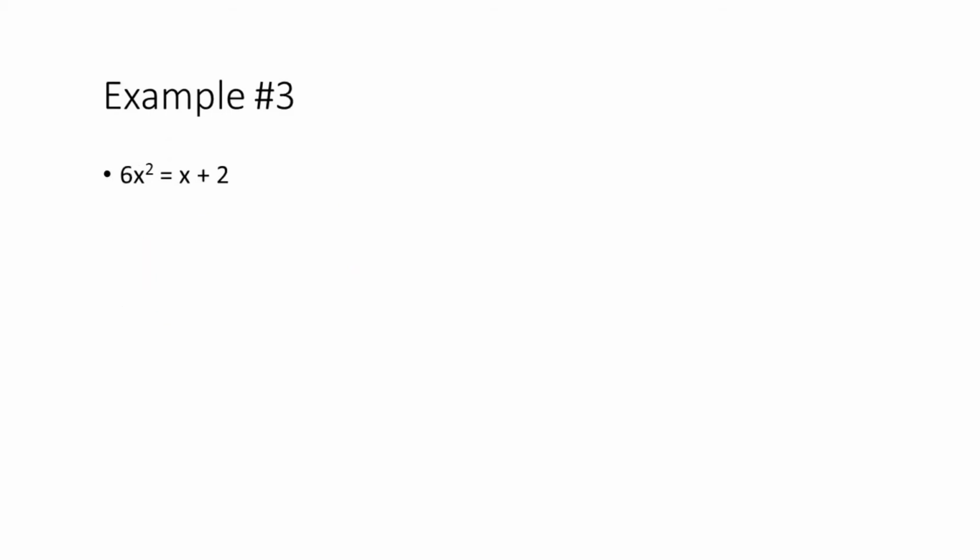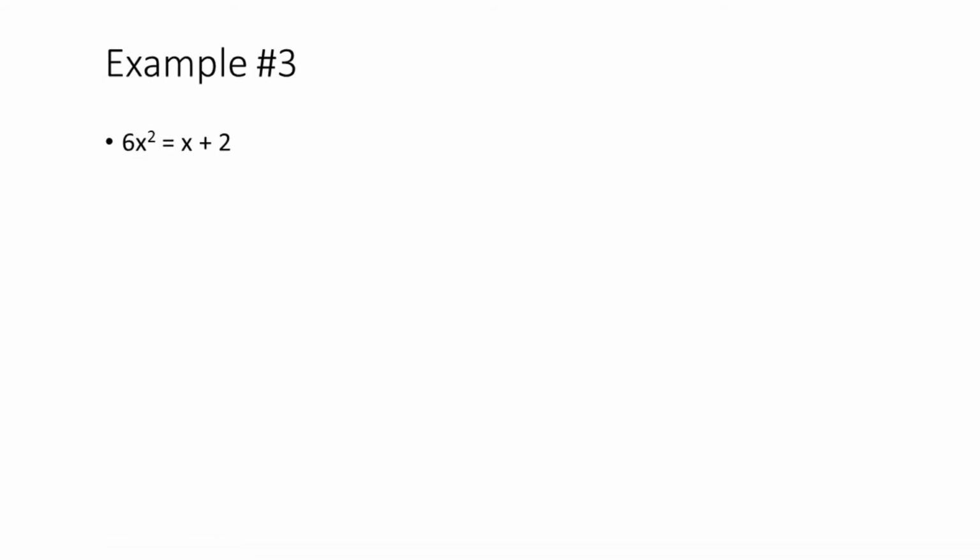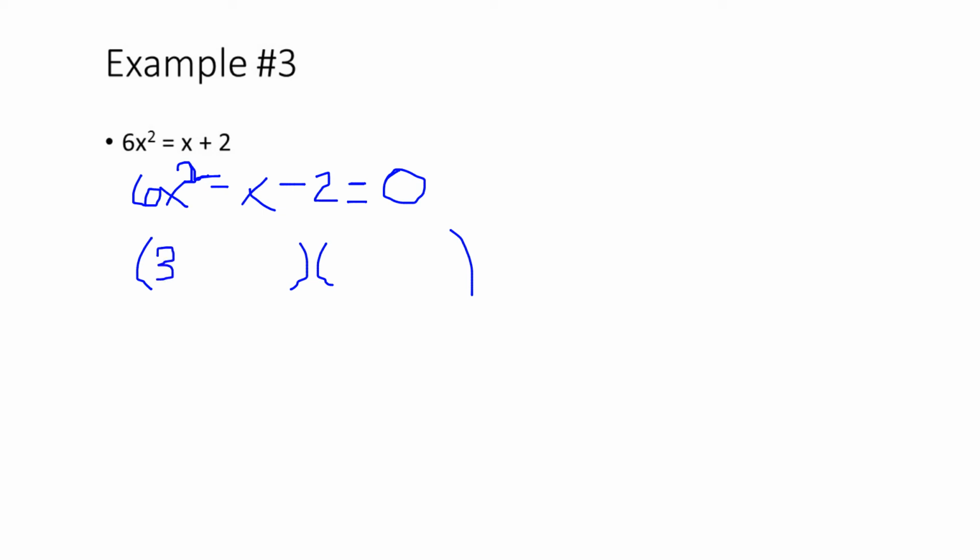And then our final example here, again, this one is not set equal to 0 either. So I'm going to subtract x and subtract 2 from both sides, and then I can factor. Now, 6x squared most likely is going to factor into 3x and 2x.